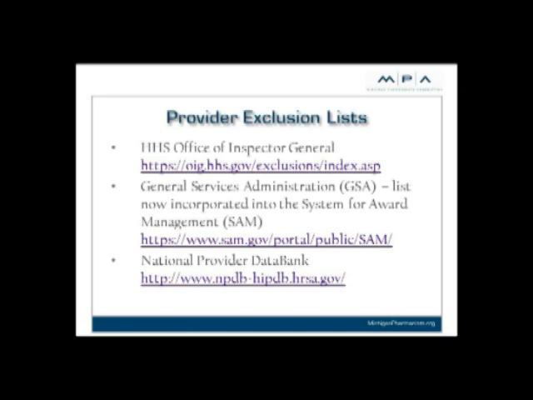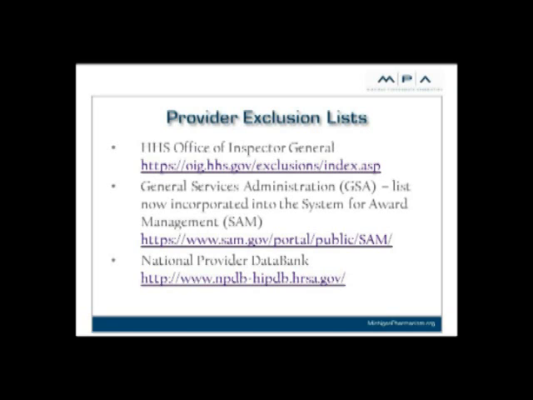I will tell you, about a year and a half ago, a very large chain in the state of Michigan was fined a significant amount of money because they had several pharmacists that were employed that were listed on the provider exclusion list, and it was a very hefty fine. So be very diligent in your duties to check these provider exclusion lists.